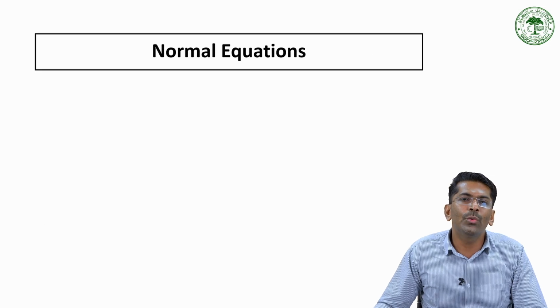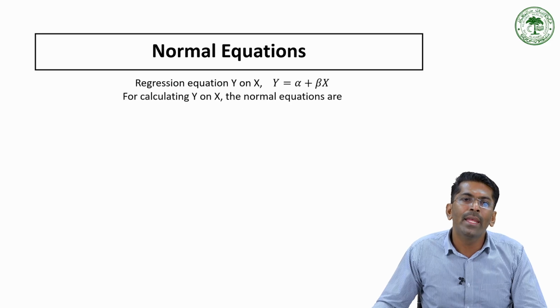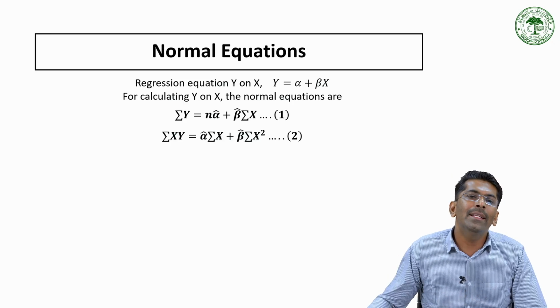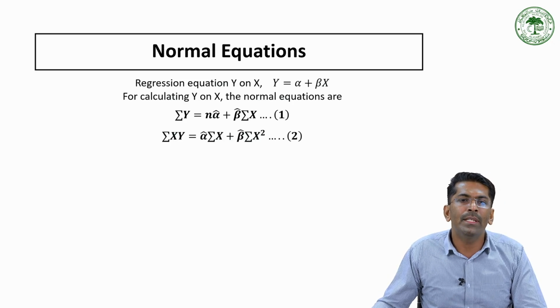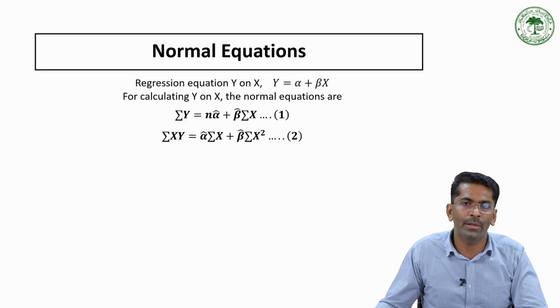So considering these two equations, that is the normal equations for the regression equation of y on x, that is y equals alpha plus beta x. For calculating y on x, the normal equations which we already derived in the earlier slide are: sum of y equals n into alpha hat plus beta hat sum of x. This is equation number 1. And the second equation, sum of xy equals alpha hat sum of x plus beta hat sum of x square. These two equations are popularly known as the normal equations for the regression analysis.